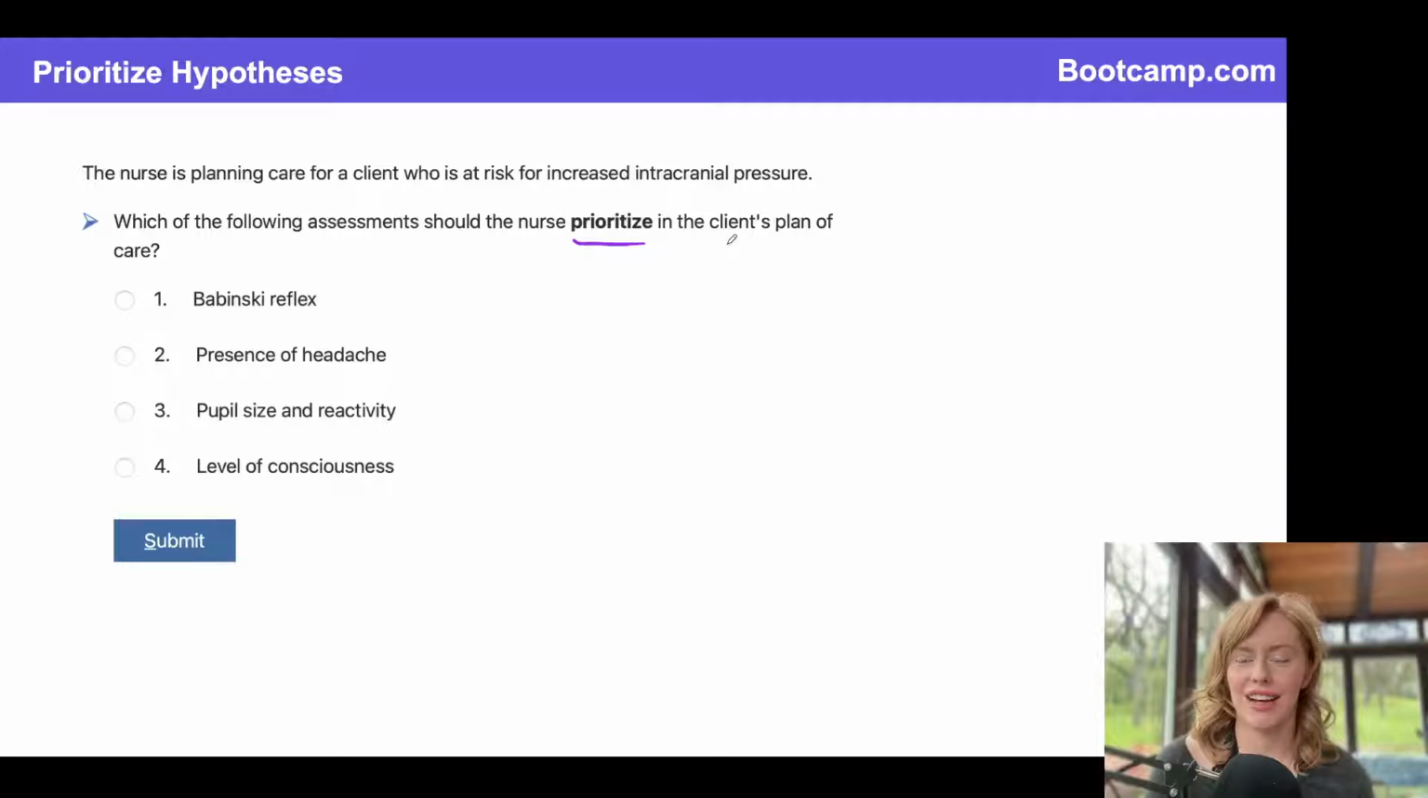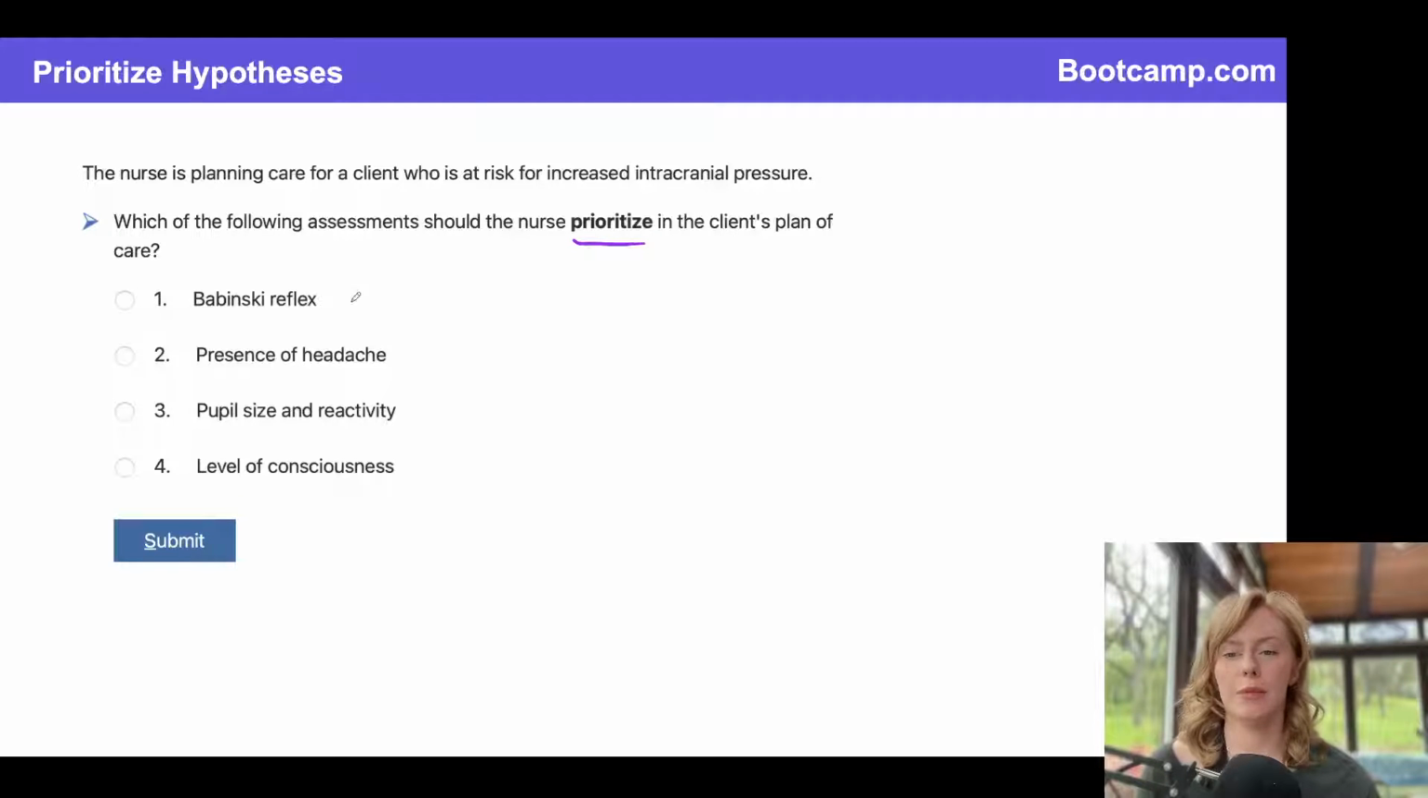So I think you guys got this one, but let's read the options. So should we prioritize the Babinski reflex, the presence of headache, the pupil size and reactivity, or the level of consciousness? This is a really common thing NCLEX likes to ask, so I think you guys should know this one. And obviously these are all assessments we're going to be doing. These are all part of a neuro assessment, but there's only one we're going to prioritize.